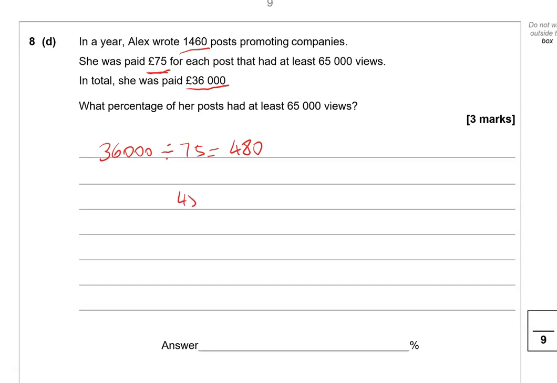So that is 480 out of the total, which was 1,460. So using a calculator, 480 divided by 1,460 gives us 0.3287 and so on. So that is about 33%.